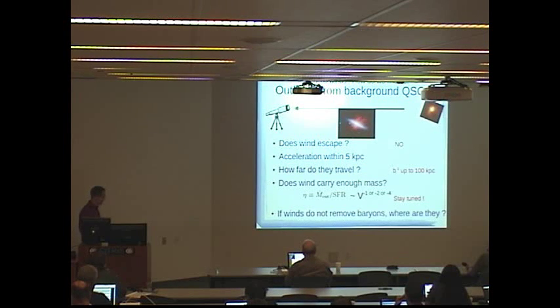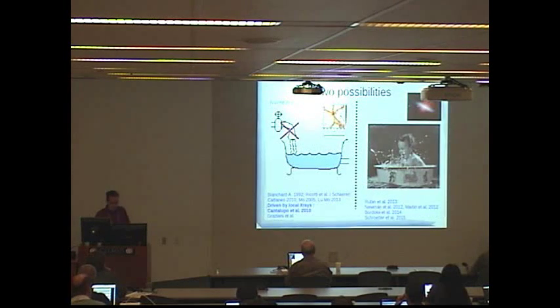So if winds do not remove the baryons, then where are the baryons? Well, I think it's good to always remind ourselves that there are two possibilities to solve the low baryon content of galaxies. Either you invoke this ejective feedback, or this sort of preventive feedback where you prevent the baryons from coming in the first place, through changing the ionization from the local ionization sources, for instance.